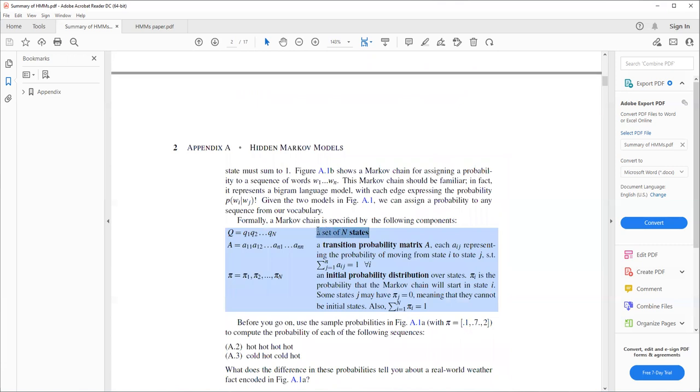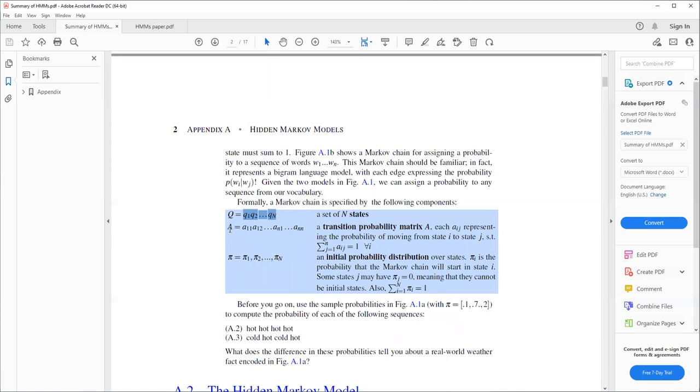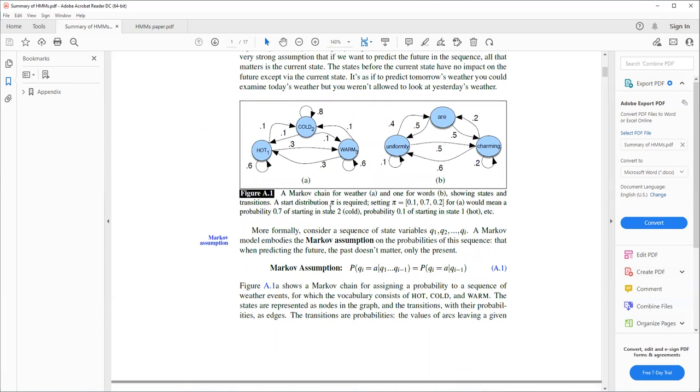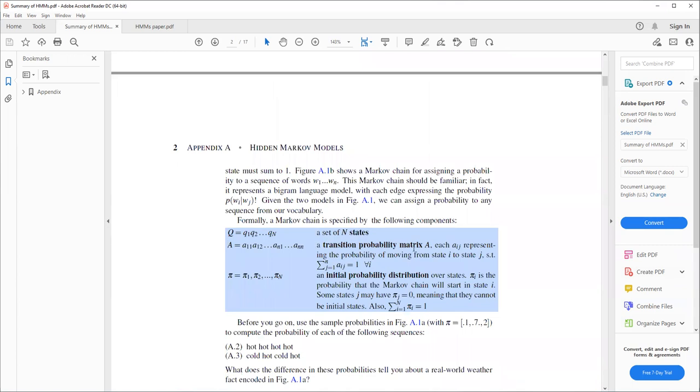So in total, there are going to be n states, each represented as q1, q2, and so on up to qn. Then the other thing we require is the transition probability matrix. This is the probability of transitioning from hot to cold, hot to hot, or warm to cold, or warm to hot, or warm to warm, etc. So these are the transition probabilities that we're going to use to transfer from one state to another.